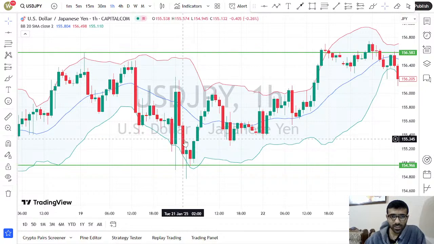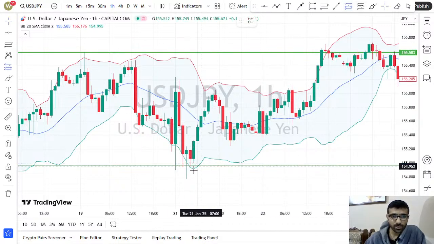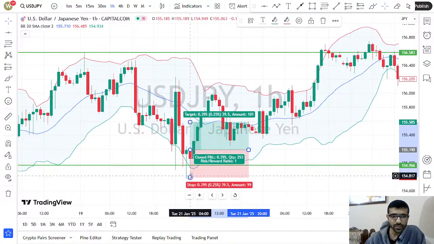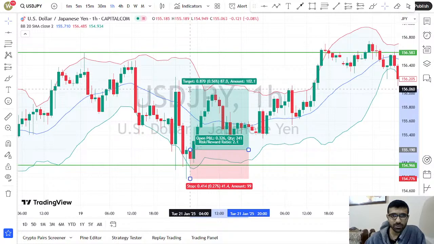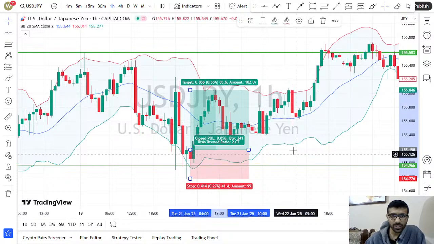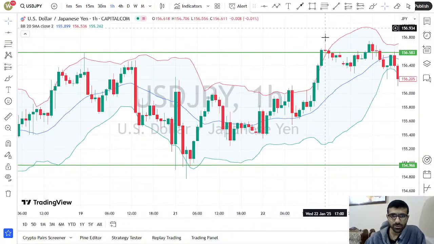Okay, then market gave us a normal entry over here when market retested our lower Bollinger Band, so we could have taken a position of buying from here. Our stop loss would be just below this previous candle, and our potential take profit will be approximately over here, giving us a 2.0% profit, which is good.